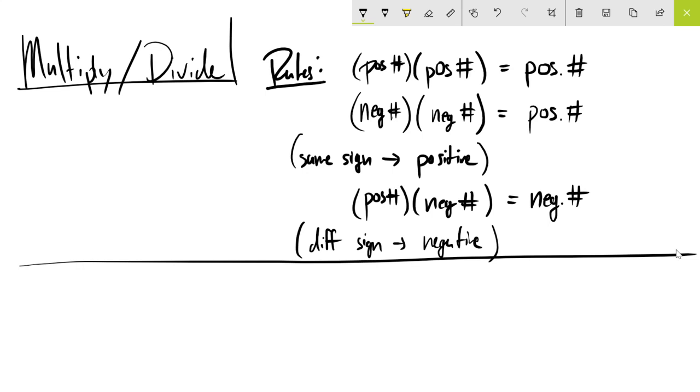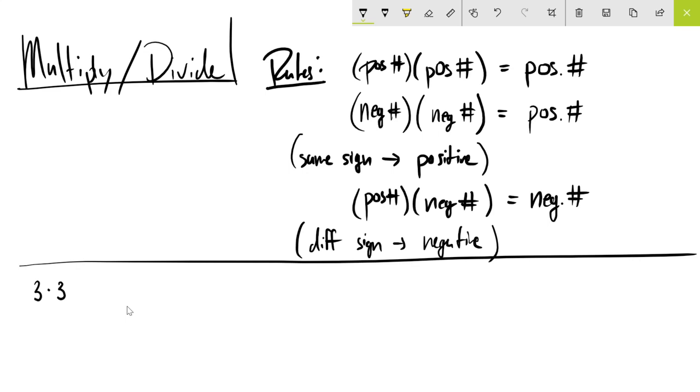So the reason this works is because multiplication is really just a shorthand for repeated addition. So if you think of the product, you don't necessarily have to write this down, but 3 times 3. Well, what is 3 times 3? It's 9. But what is 3 times 3 telling you to do? It's telling you to what?